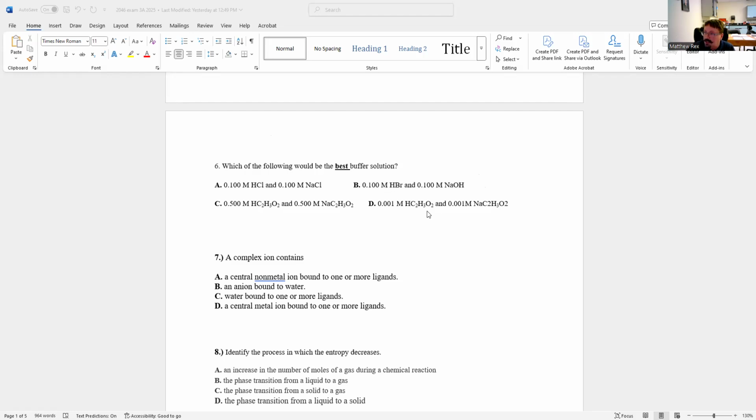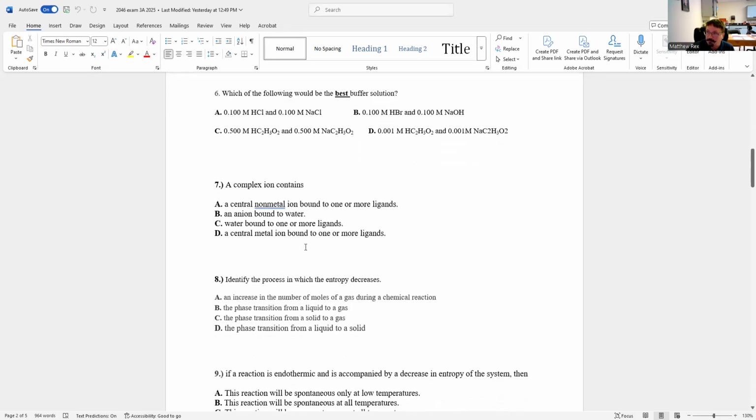For C and D, I have a buffer. I have a weak acid, and I have its conjugate base, but not the same concentration. So the better buffer would be the one that's higher concentration. It's going to be able to neutralize more added acid or more added base. So the 0.5 molar acetic acid, 0.5 molar sodium acetate is going to be your best buffer.